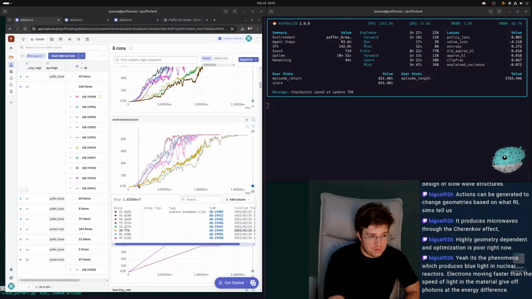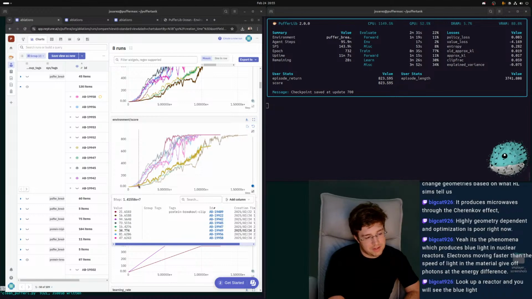Produces blue light in a nuclear reactor. I didn't know that was a thing. Electrons moving faster than... Wait, electrons moving faster than the speed of light. Electrons can move faster than the speed of light? Wait, is there actually a loophole in the speed of light? Is there a speed of light loophole nobody told me about?